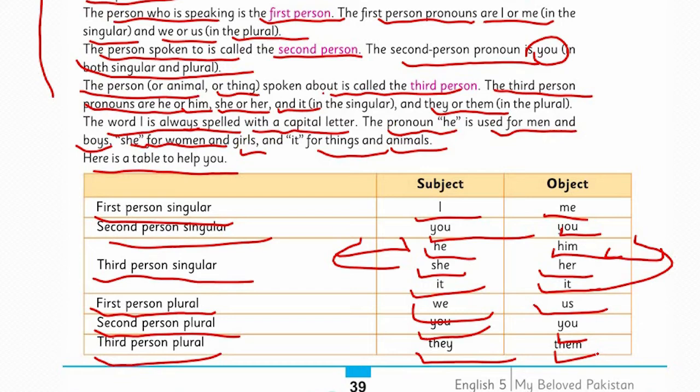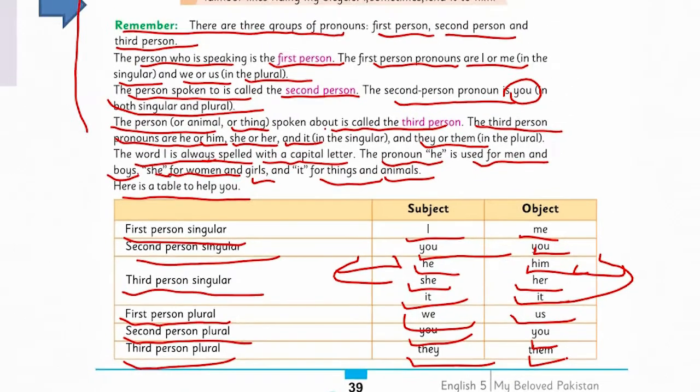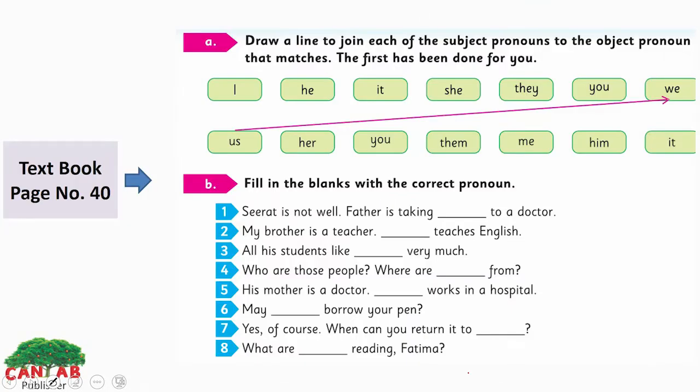Always remember the subject and the object. Subject is the doer of the action and object is who receives the action. Page number 40 of your textbook, Section A of your exercise. Draw a line to join each of the subject pronouns to the object pronoun that matches. The first has been done for you.